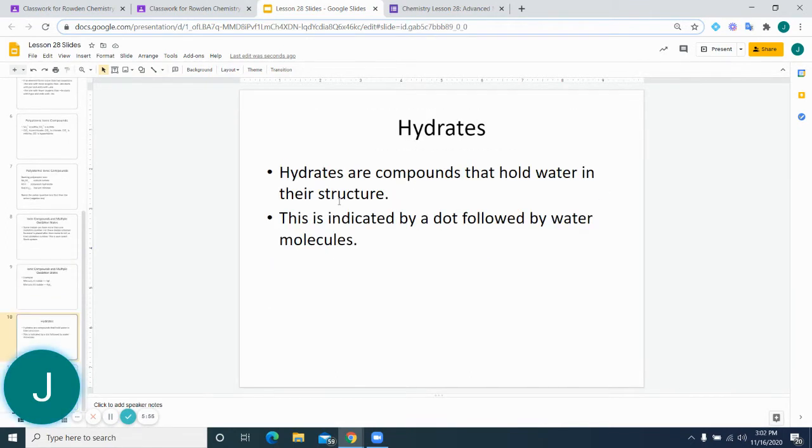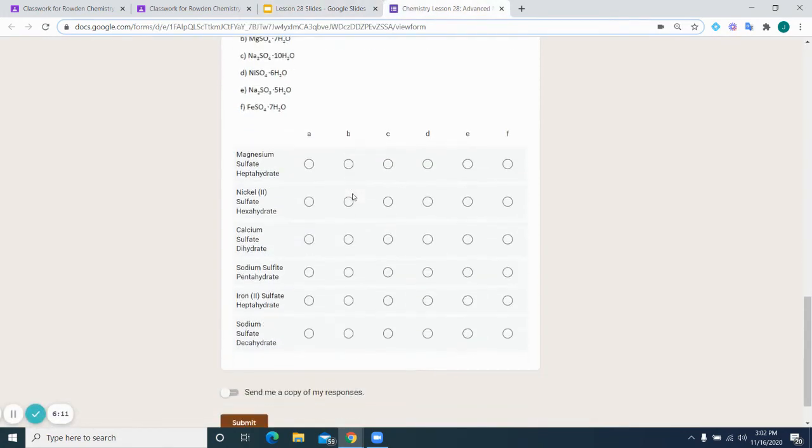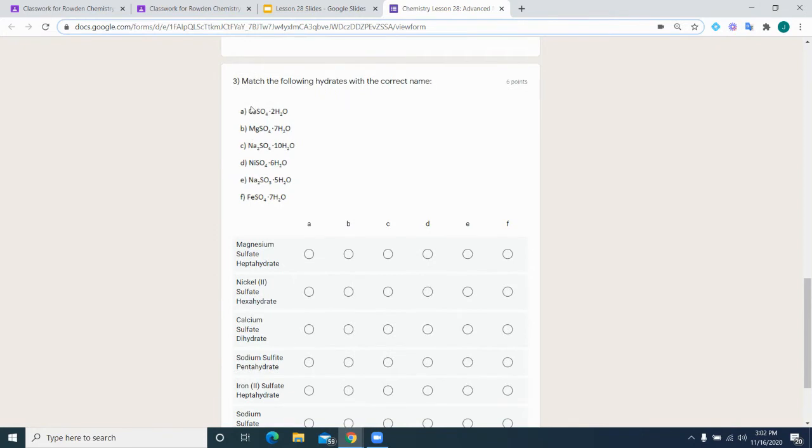And with a hydrate, you use everything we've learned to name it, but because you have a large complex structure, water sometimes gets held on it. So you have a dot, and then it has a water molecule after the dot. For example, it looks like these right here, where you have the whole compound and then a dot and then water molecules.